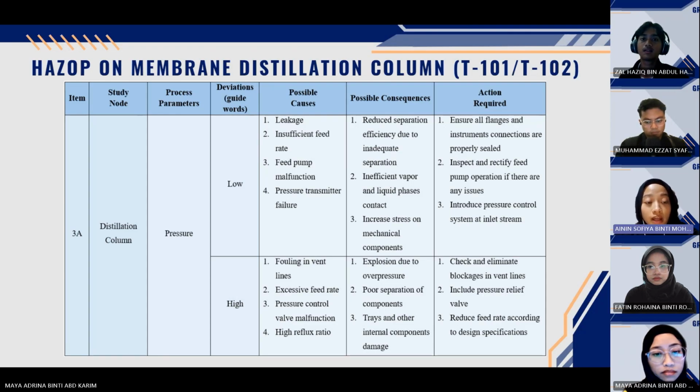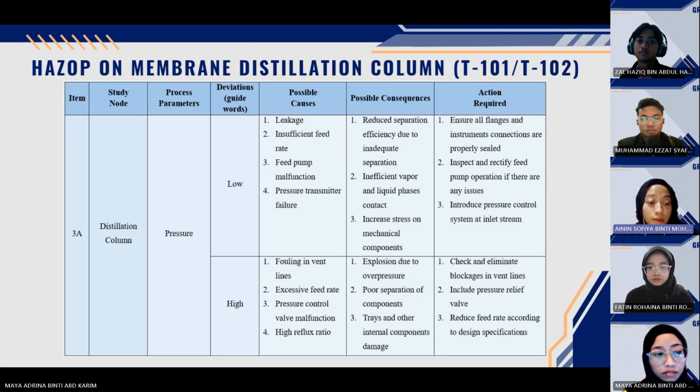From there, we are able to define the causes and the possible consequences relating to the problem. And finally, we can write down all the findings and provide actions to be considered by the operators. All the HAZOP analysis can be reviewed regularly to ensure safety. As can be seen in this slide, this illustrates the HAZOP on the distillation column.